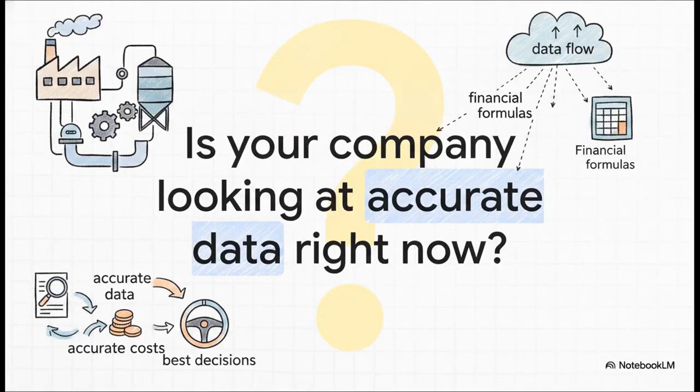Which brings us to our final question and something I want you to really think about after today. Is your company looking at accurate data right now? As we've seen, accurate cost calculation isn't just about being good at math, it's about verifying the physical reality of the factory floor, from the invisible inventory hiding in the silos to the exact placement of sensors on a pipe. So I challenge you to look past your financial formulas and verify your physical data flow, because at the end of the day, accurate data creates accurate costs, and accurate costs drive the absolute best decisions.